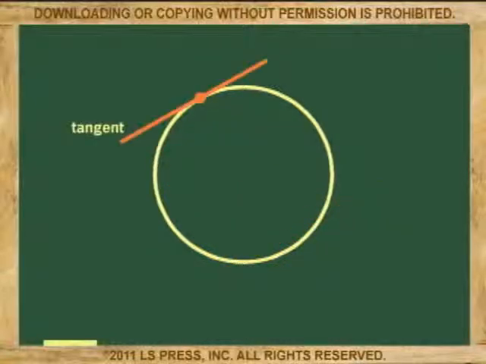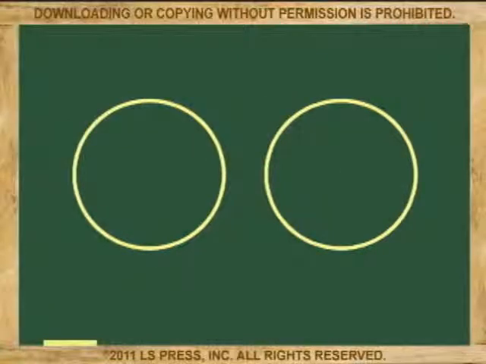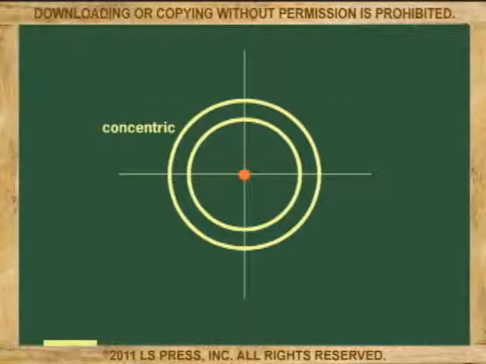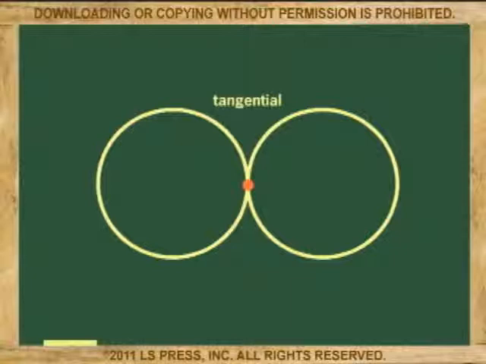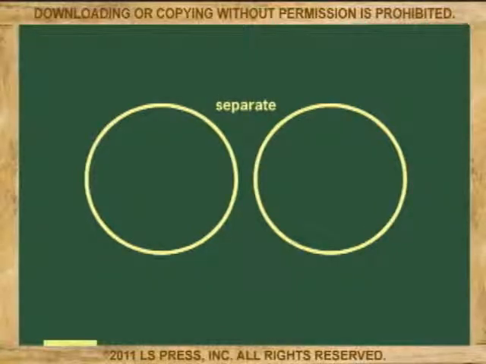Now if we are referring to more than one circle, circles can be concentric if they share the same center, intersecting if they cross each other at 2 points, tangential if they touch at one point only, and separate if they don't touch.